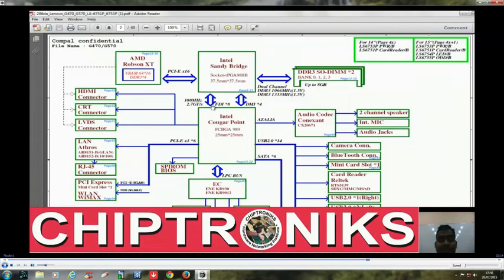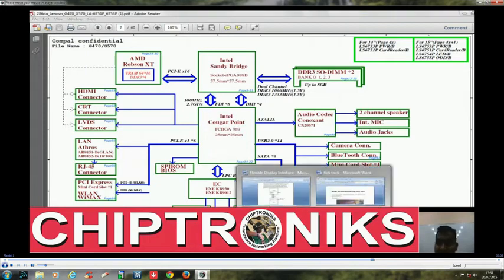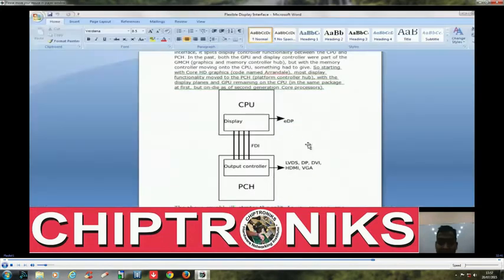FDI stands for flexible display interface and DMI stands for direct media interface. So if a notebook motherboard is using an external graphic chip, then the display would be controlled by this graphic chip and this FDI won't be used. FDI means flexible display interface. Let's discuss in more detail.